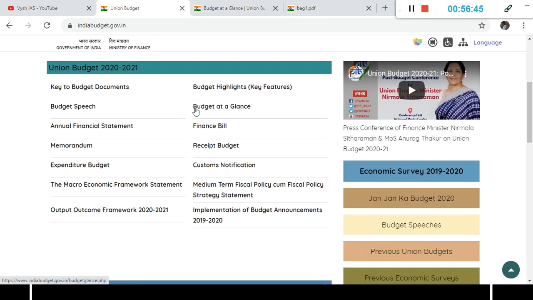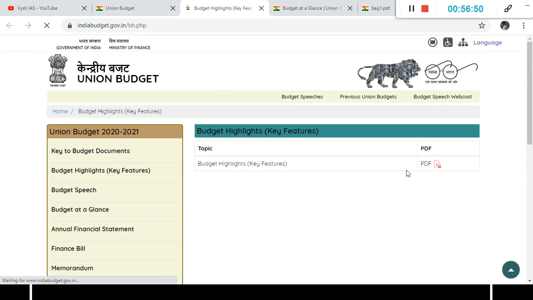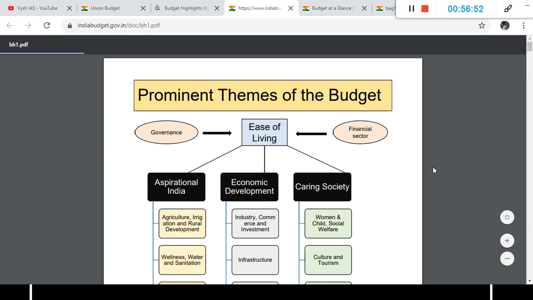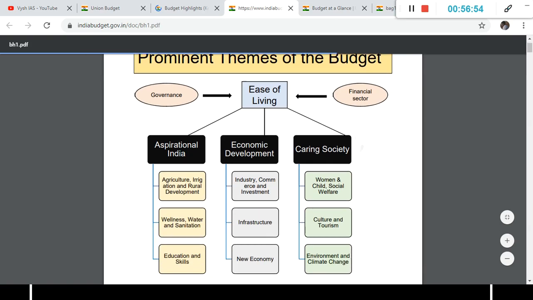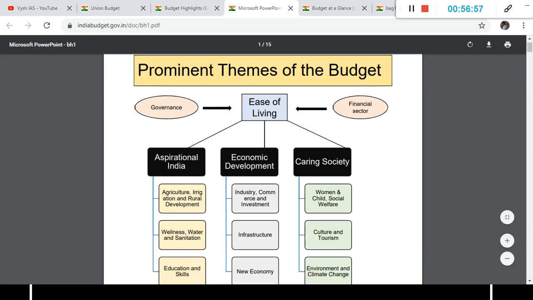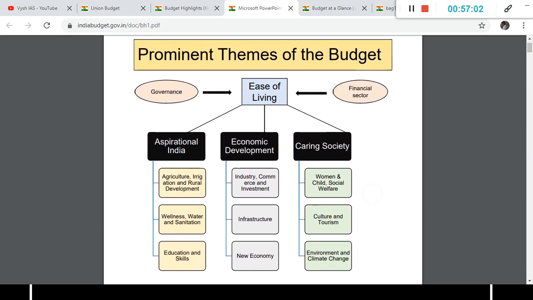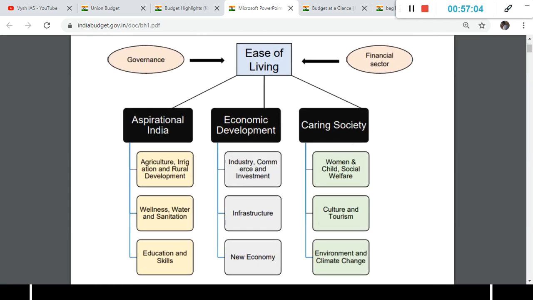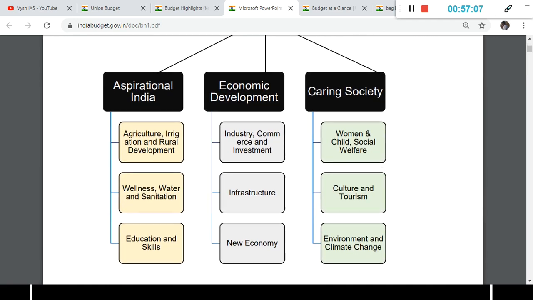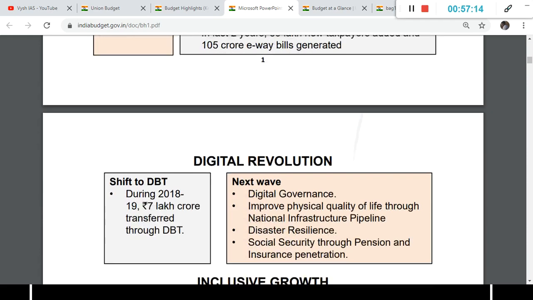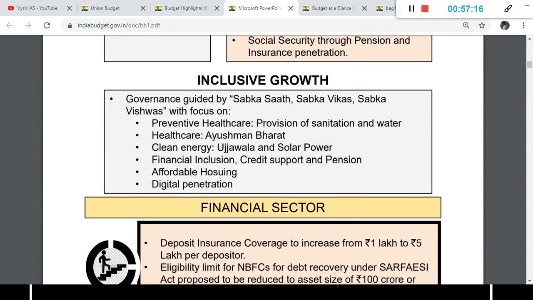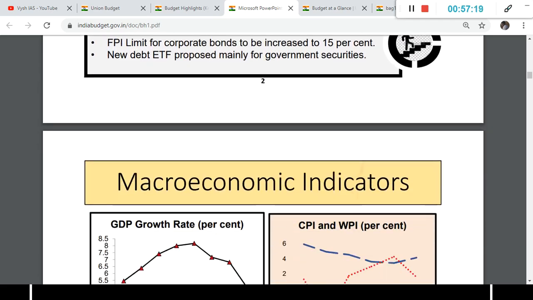But if you take budget highlights, this is the summary. I think in 10-15 pages they have given the complete summary in picture format. Here you see governance, ease of living, financial sector, and these are 3 themes. Like I told, wealth creation is the theme. They have 3 approaches for the budget: aspirational India, economic development, and caring society. Under that also, what all they have to do. Then the structural reforms one by one, they show in boxes like this, so it is easier for you to grasp. You can have a quick look through it.